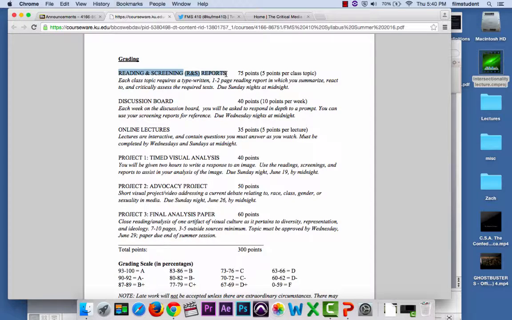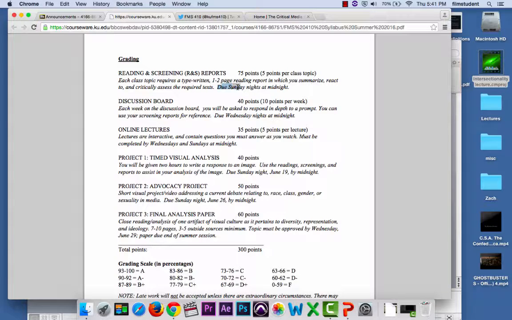The first is the reading and screening reports. Every day I'm asking you to basically take notes and interact with the readings and screenings that you have on a daily basis. You'll notice that this is worth 75 points because there are 15 individual course topics times 5 points per topic. Now, these are going to be due Sunday nights at midnight, and that's another thing to notice. We have deadlines in this class that will always be on Sundays and Wednesdays, okay? Keep that in your head. Sundays, Wednesdays, Sundays, Wednesdays. If you go through a Sunday and you haven't turned anything in, you might want to double check the syllabus, okay?